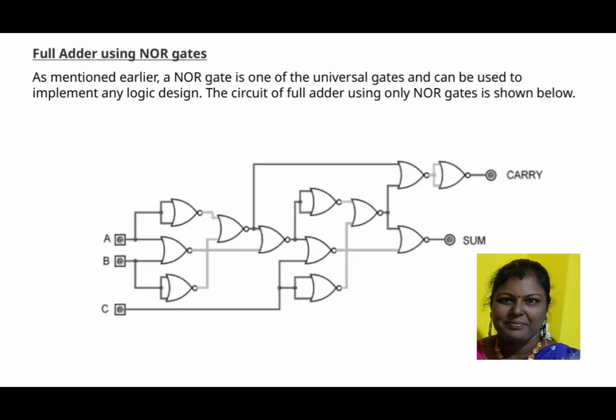Let's dive into how a full adder can be built using only NOR gates. Remember, the NOR gate is a universal gate. That means we can create any logic function with just this one type of gate. Here, you see the circuit diagram that uses only NOR gates to perform the full adder's job, adding 2 bits along with a carry-in, and producing a sum and carryout. It's a neat example of how versatile NOR gates really are.